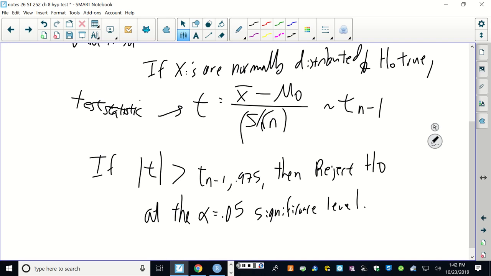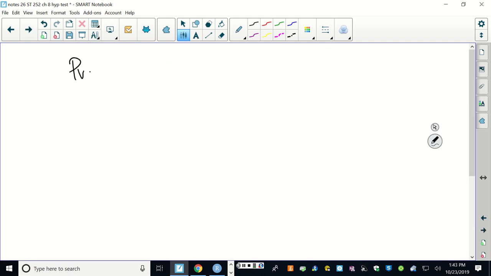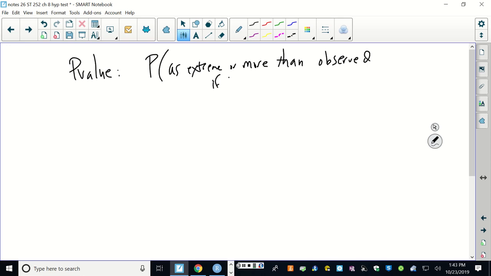Right? The other way that this gets done is with a p-value. So the p-value is going to be the probability we're at the value we observed or beyond, given that the null hypothesis is true. Kind of a mouthful, right? But we can also compute this p-value. It's the probability as extreme or more than the observed, if H0 is true.